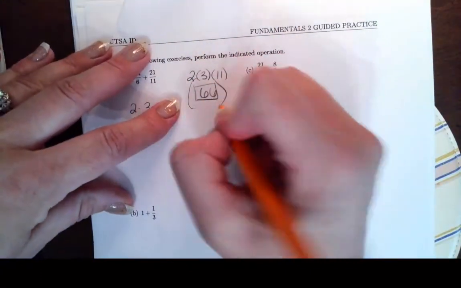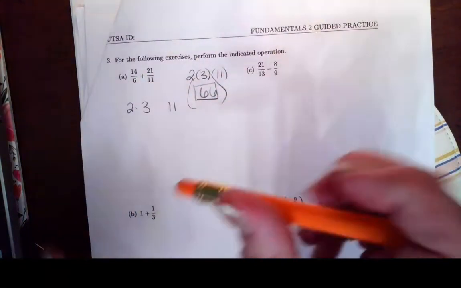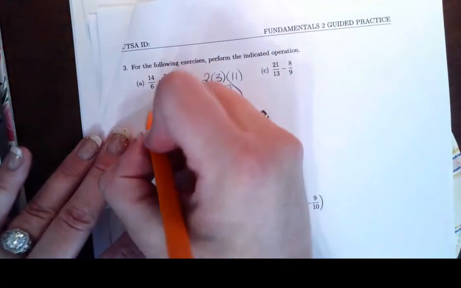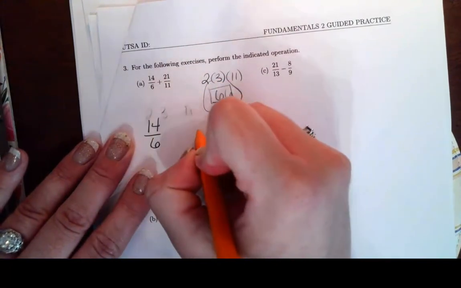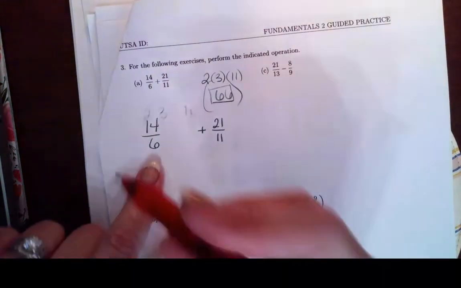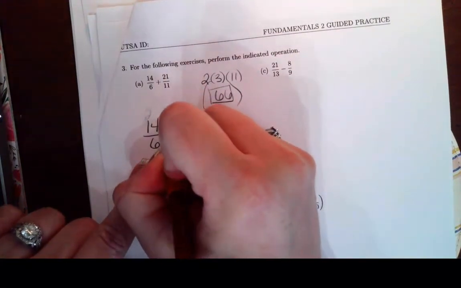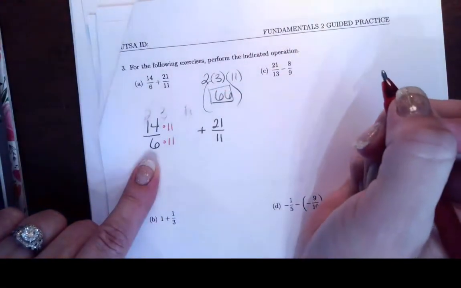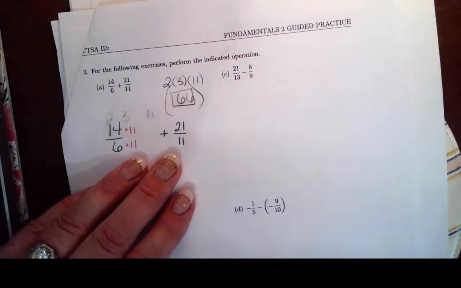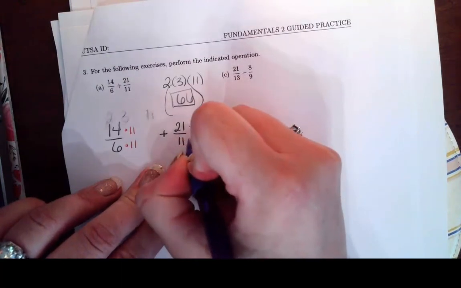So that's not actually the answer. What I want to do is transform this into denominators of 66. So I'm going to come back and erase this just a little bit so it's a little bit clearer. So I've got 14 sixths, and then I've got plus 21 elevenths, and I would like to know what to multiply 6 by to get an answer of 66. Well, I would have to multiply it by 11. So I'm going to multiply by 11 on top and bottom. And then same thing with 11. What would I multiply 11 by in order to get 66? I would multiply by 6 on top and bottom.